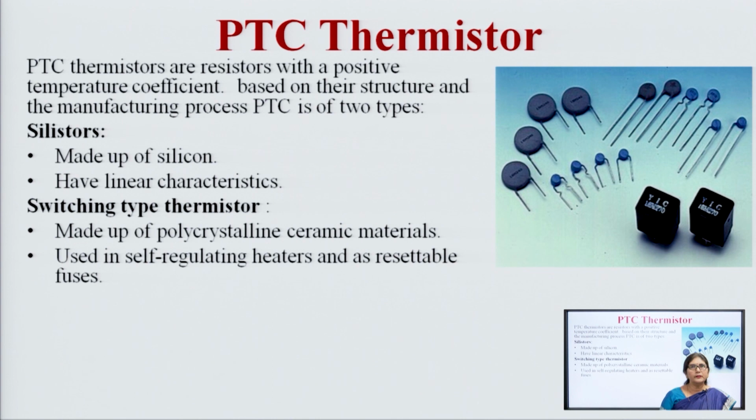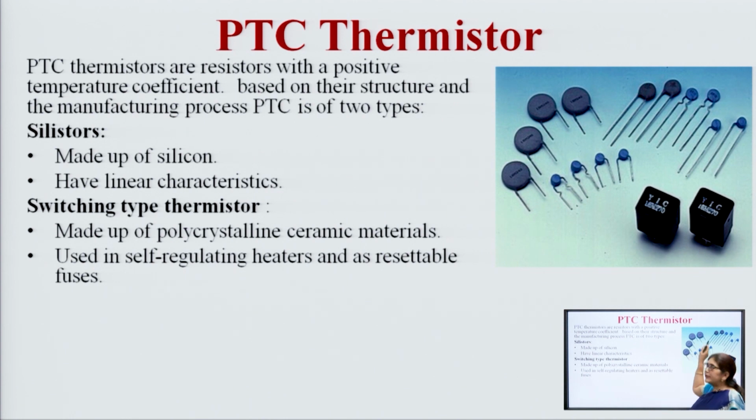Based on the structure and manufacturing process, the PTC is of two types. One is the Celestor type and the other is the switching type. The Celestor type is made up of silicon and has a linear characteristic, whereas the switching type thermistor is made up of polycrystalline ceramic material and has a non-linear characteristic. They are generally used for self-regulating heaters and as resettable fuses.